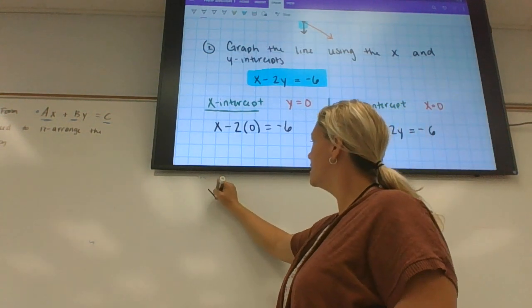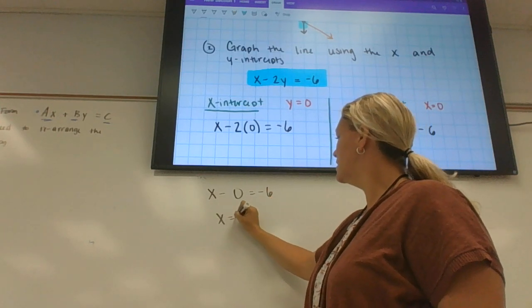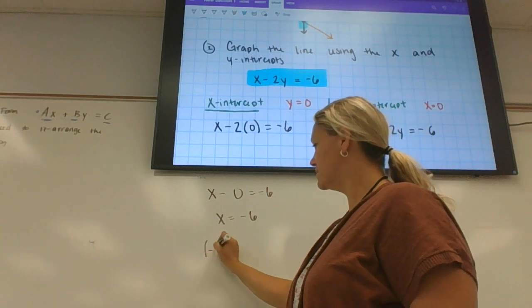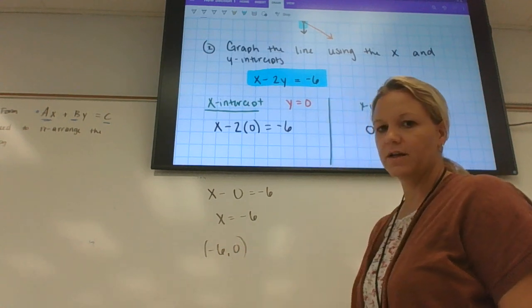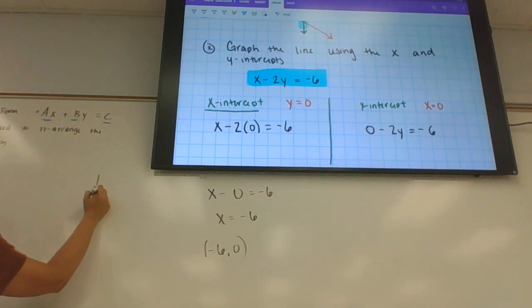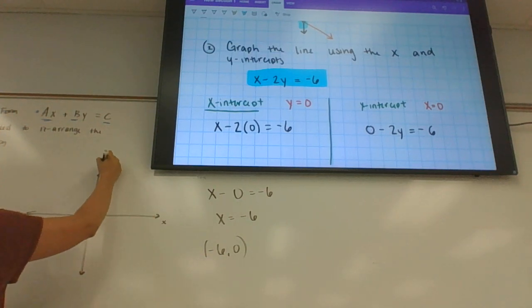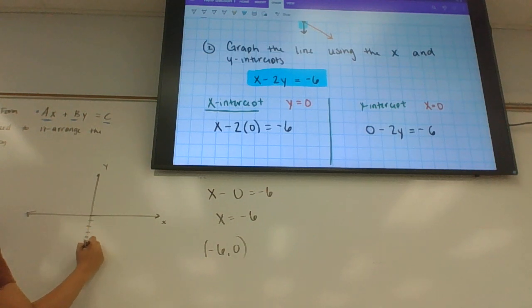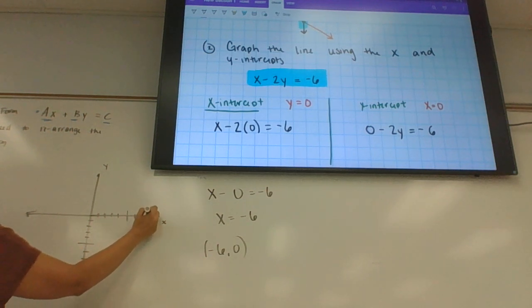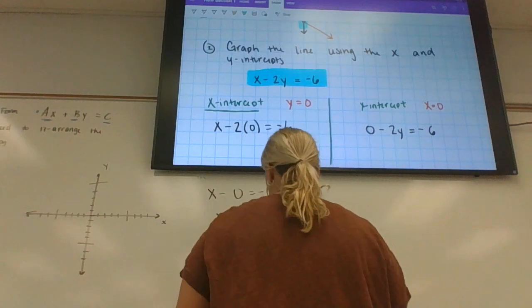Okay, so this would be x minus 0 is negative 6. That means x is negative 6. So our first point that we can graph is at negative 6, 0. I'm going to need to see the work every time of you plugging in 0 to get you credit.